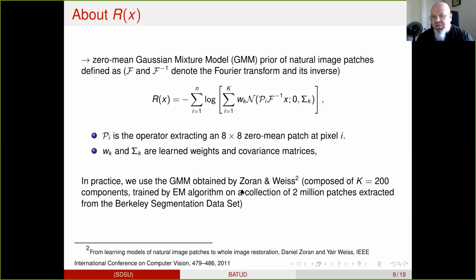And that learning step was actually done in this paper, and it's available online, so you can just download the trained Gaussian mixture model. And so we just use that here.